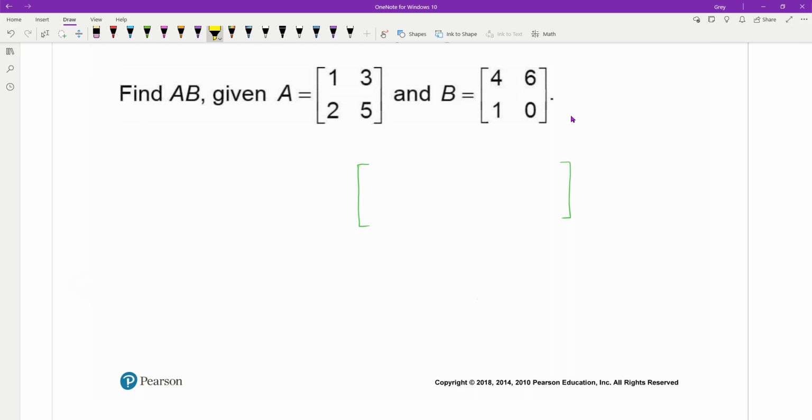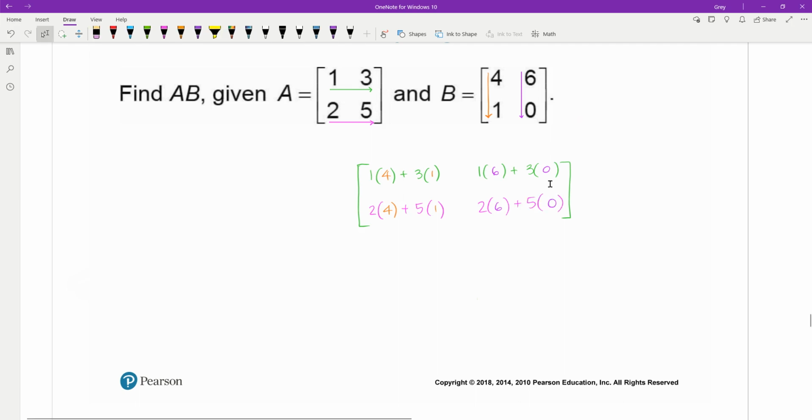So this very first one, first row, first column, I'm going to multiply first row times the first column. So that's 1 times 4 plus 3 times 1. Then I'm going to go first row, second column: 1 times 6 plus 3 times 0. Second row, first column is 2 times 4 plus 5 times 1. And then second row, second column is 2 times 6 plus 5 times 0.